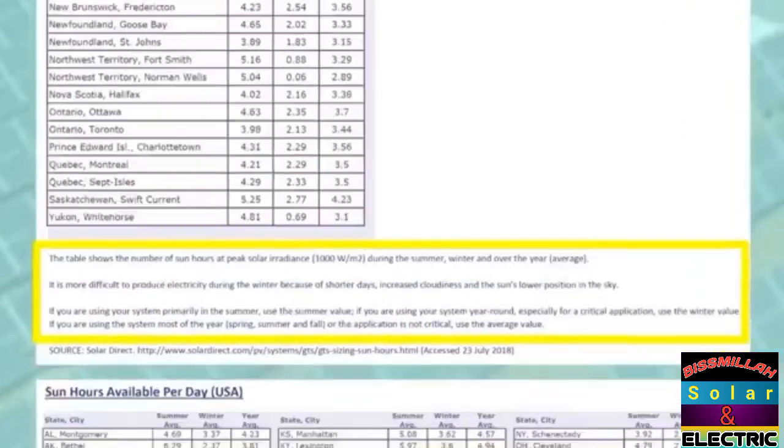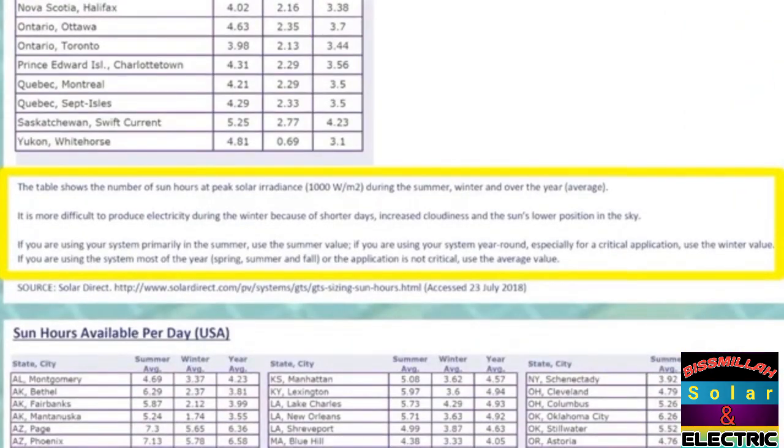This table shows the number of sun hours at peak solar irradiance, or 1000 watts per meter squared, during the summer, winter, and the average over the year. Remember that it is more difficult to produce electricity during the winter because of the shorter days, increased cloudiness, and the sun's lower position in the sky.